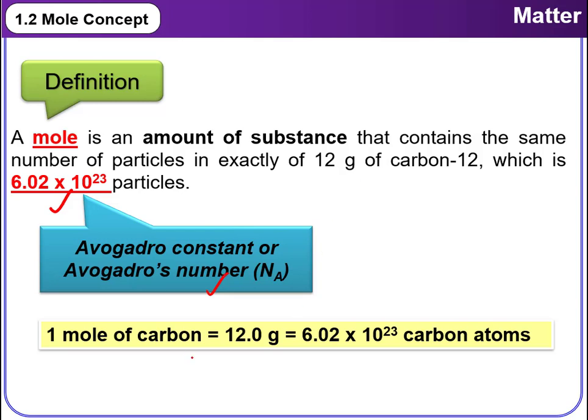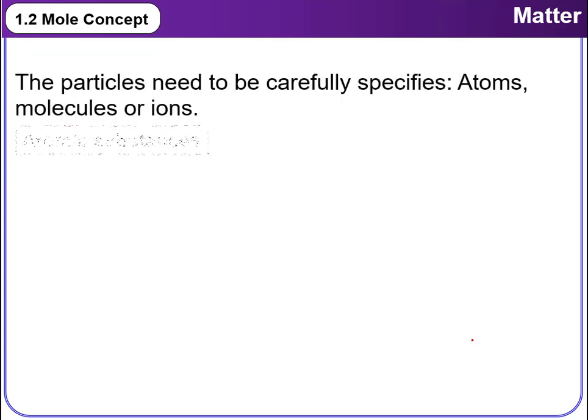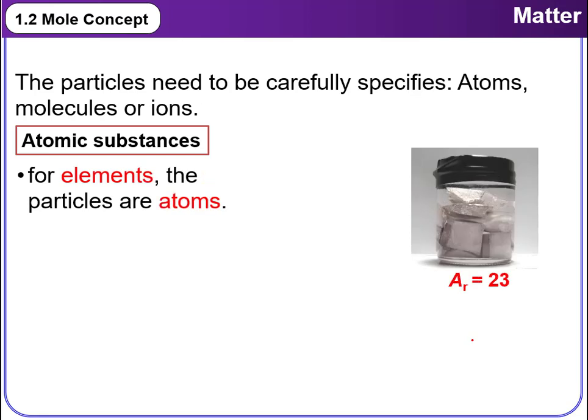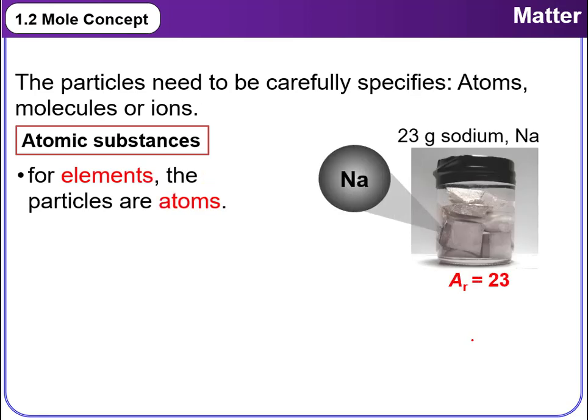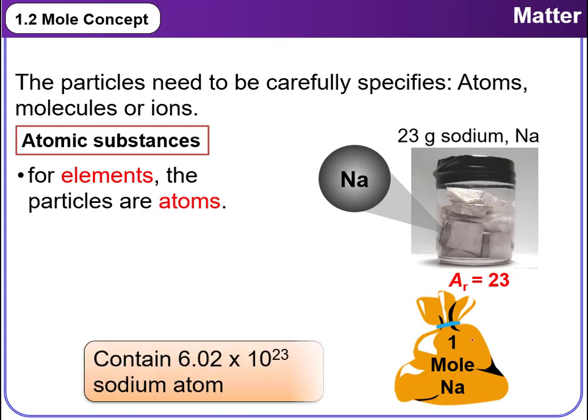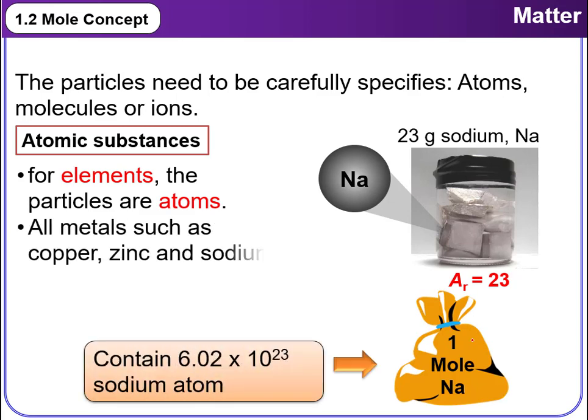So 1 mole of carbon equals 12 gram, and it is equal to 6.02 times 10 to the power of 23 carbon atoms. The particles need to be carefully specified. Either it is an atom, molecule, or ion.